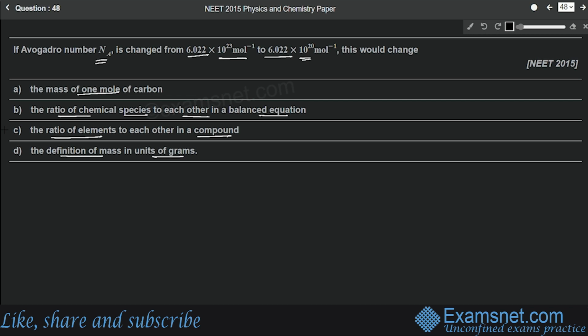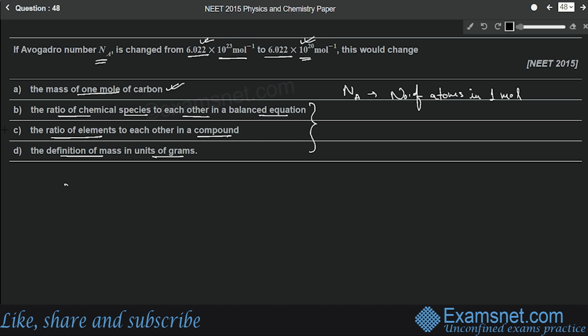So the answer will be the mass of 1 mole of carbon. Others will not be affected by change in Avogadro number. What is Avogadro number? Avogadro number is the number of atoms in 1 mole. So here it is given that the Avogadro number is changed from 6.022 into 10 to the power 23 per mole to 6.022 into 10 to the power 20 per mole.